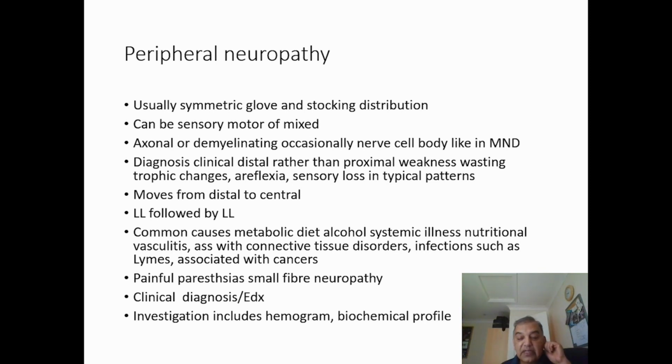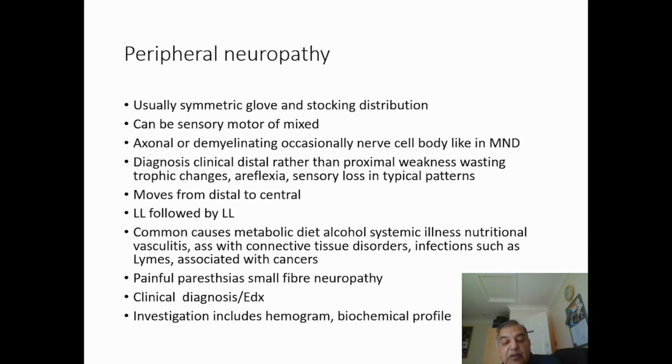Then, of course, there are connective tissue disorders. There are infections such as Lyme's disease and leprosy. And, of course, the paraneoplastic neuropathies are associated with cancer. They can be painful paresthesias, and they can be only a painful neuropathy, which is seen in nutritional causes, or can be seen in a condition called small fiber neuropathy, in which the reflexes are intact. It affects very small nerve fibers, but can be quite acutely painful.